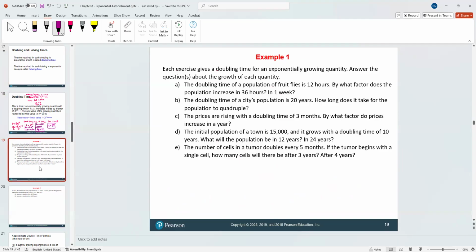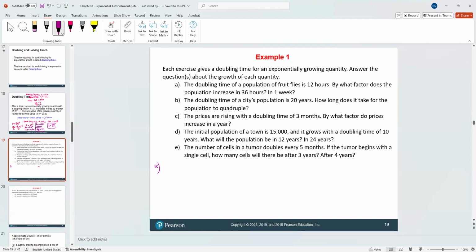So if we go with the first example here, they said, for each exercise, give a doubling time for an exponentially growing quantity and answer the questions about the growth of each. Usually I do one or two for you to continue. In the first example, it says the doubling time of a population of fruit flies is 12 hours. By what factor does the population increase in 36 hours?